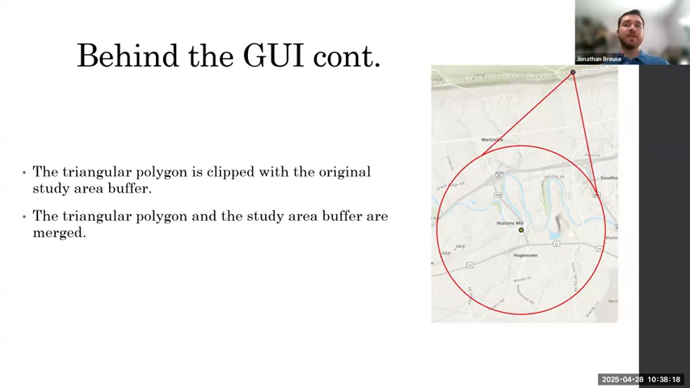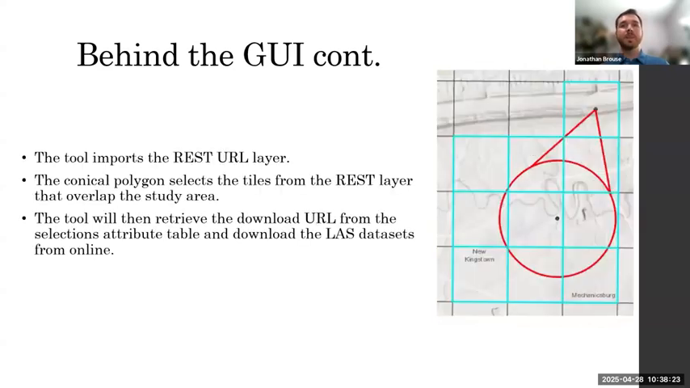And with that polygon created, the tool moves to select and download the LAS datasets. Using the REST URL provided in the GUI input, the tool adds that hosted layer to the project through ArcPy's add data from URL method. What appears is the black grid that you see in the photo. The tool then uses the conical polygon to run a select by location query to find the tiles that overlap the study area. From this selection, the tool uses a search cursor to retrieve the download URLs from the attribute field. It then appends these URLs to a new list.